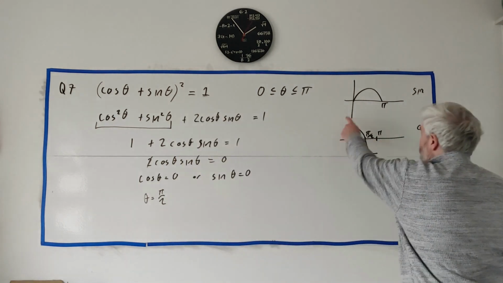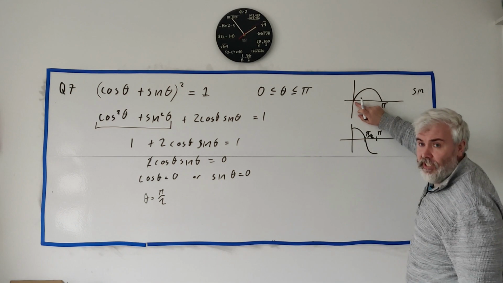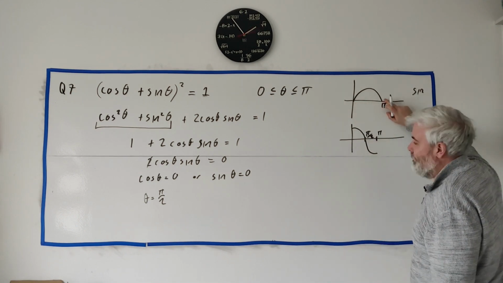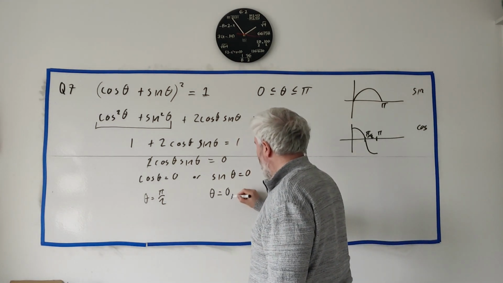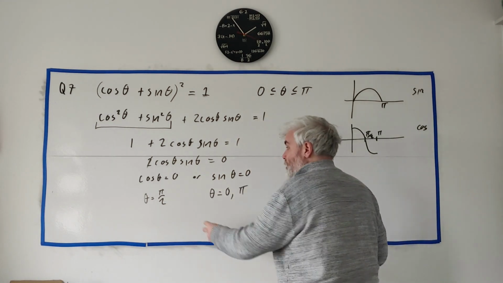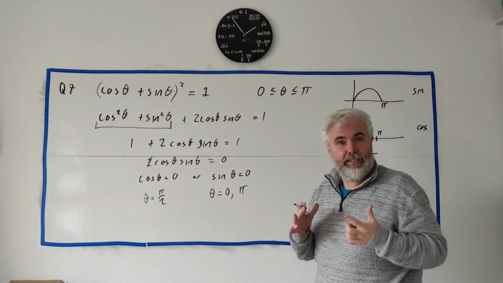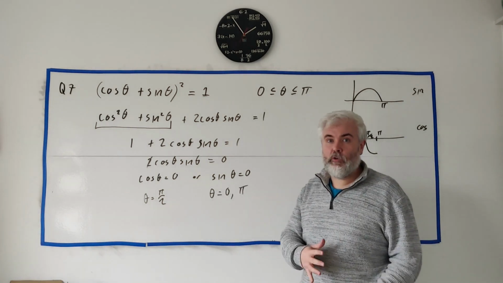When is sine equal to 0? At 0 and at pi. Again, a calculator will give you this one, and you have to draw a picture or figure something out to get to this one. Again, a picture is very useful. Theta is equal to 0 or pi. They're your 3 answers: 0, pi over 2, and pi. That's your answer for part A, or I should say A part 1.